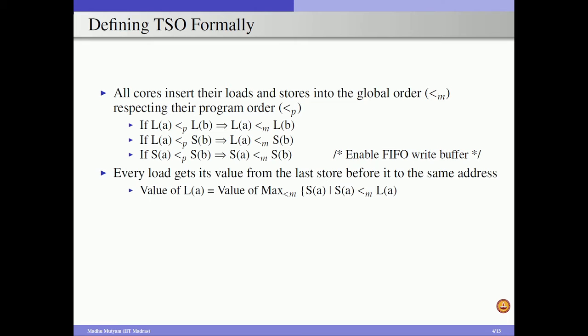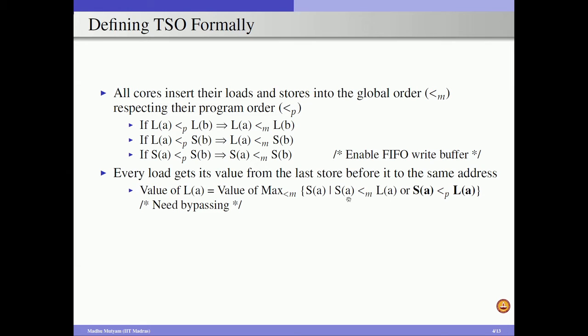and every load gets its value from the last store before it to the same address. So that is nothing but the value of a load from a memory location A will be the latest store to that particular location in the global memory order, or the previous store to the same location in the program order. So actually this second component is talking about bypassing, whereas this one talks about the global order.